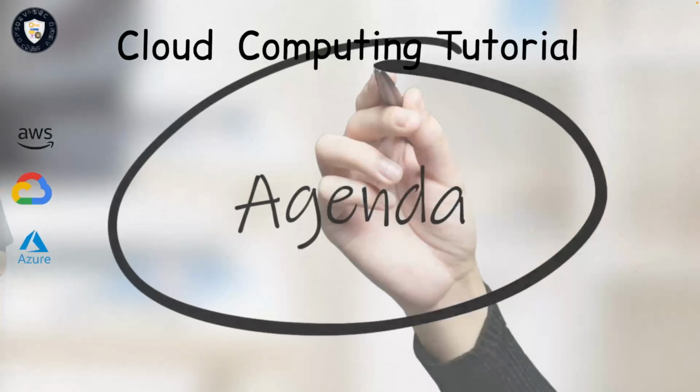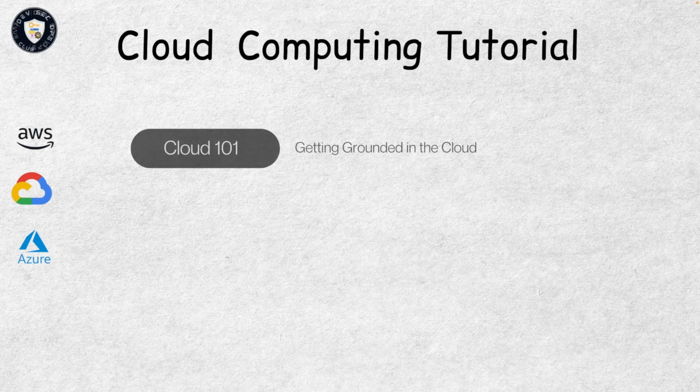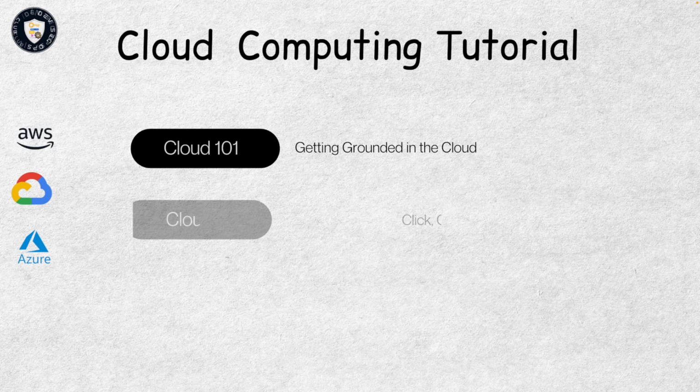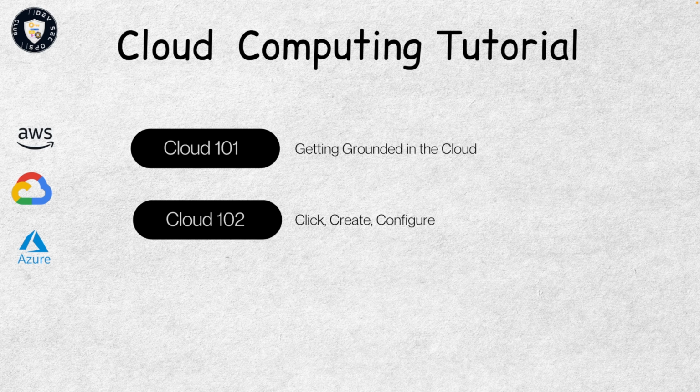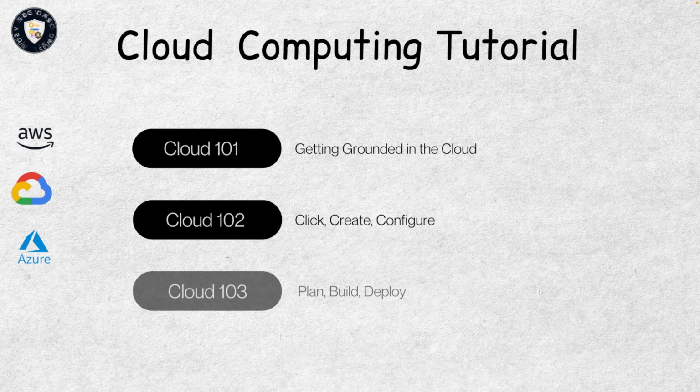Now let's see the agenda. We will start with all the fundamentals of cloud computing in this chapter. Next, we will get hands-on. In this chapter, we will learn how to create and configure cloud resources step by step. The resources you must know, we will see in this chapter. Finally, we will wrap it all up with a real-world project that shows how cloud computing resources come together in action. In this, we will deploy a multi-tier web app in a cloud.